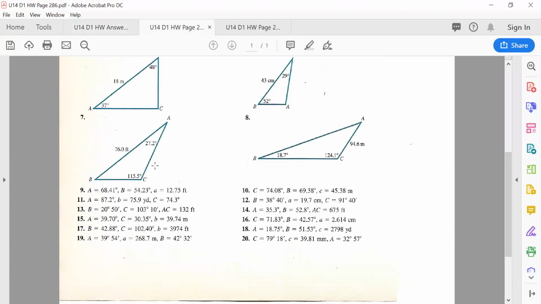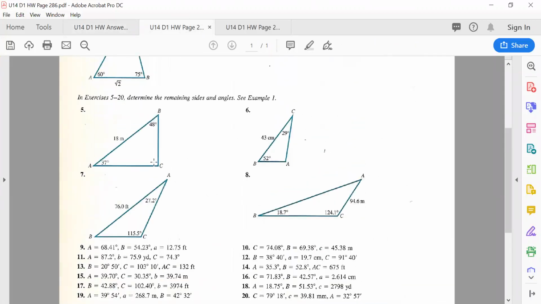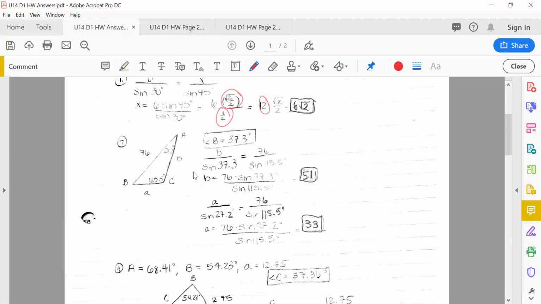Number 7, basic cut and dry. In number 7, they give you the triangle. So we're solving for side C, angle C, side A, and side B. Try to be ultra organized with it. So number 7, angle B is right there. Side B, set up the law of sines. Side A, set up the law of sines. B is 51. A is 33.